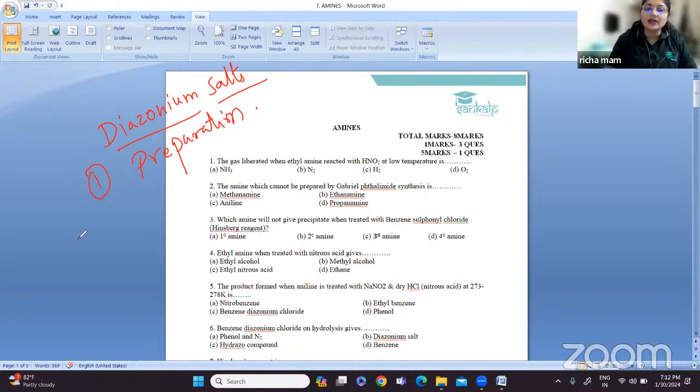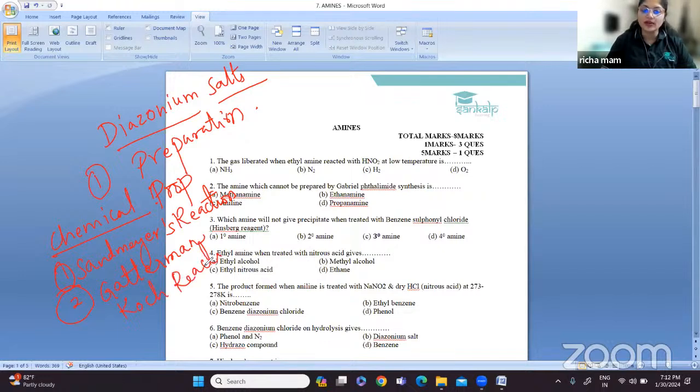Then there are the chemical properties, the various chemical properties of diazonium salt. The first one is Sandmeyer's reaction. These name reactions are very important. You might have studied this; after hearing the name, you can recall the details. Then the Gattermann reaction, one of the very important name reactions. Then the third is the coupling reaction. So these are the chemical reactions in the case of diazonium salt.